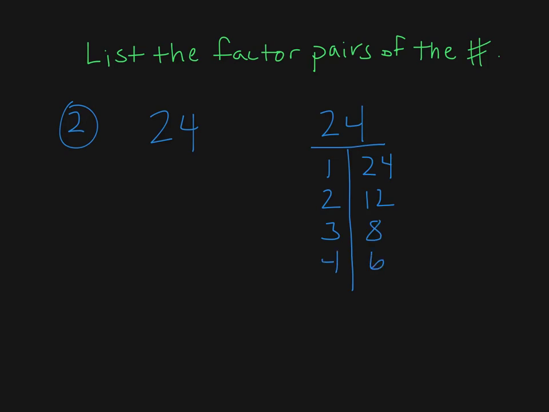Then you think about 5. Can 5 go in? No. Can 6 go in? Yes, but we've already done it. It's right there. So we've got 1, 2, 3, 4 different factor pairs of 24.